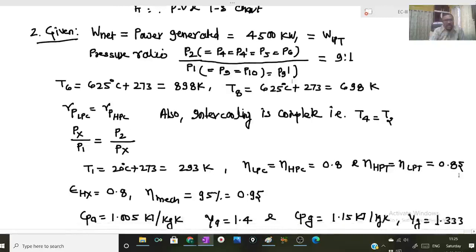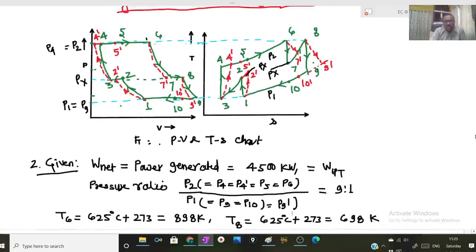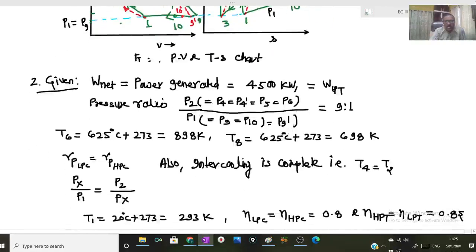Then T6 is the temperature after adding heat in the combustion chamber 1, 625 degrees Celsius, 898 Kelvin. What is this T6 actually? Similarly, T8, that is temperature of the gas after reheating during the process 7-8, is also 625 degrees Celsius, that is 898 Kelvin. So here I can assume T6 is equal to T8. So perfect reheating.